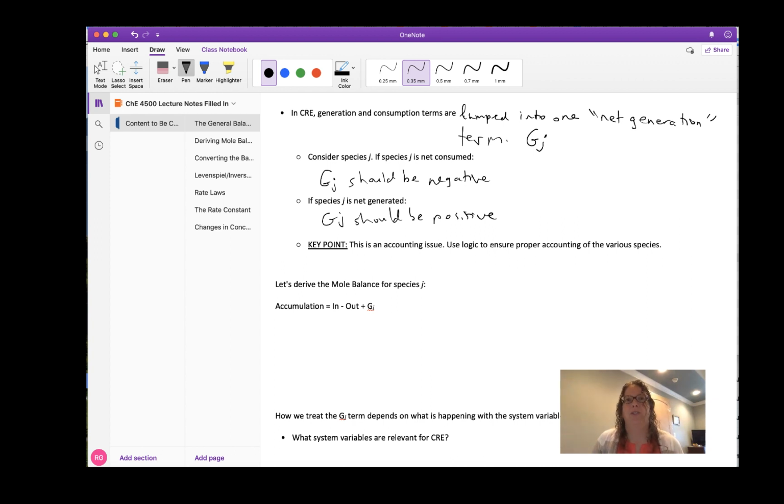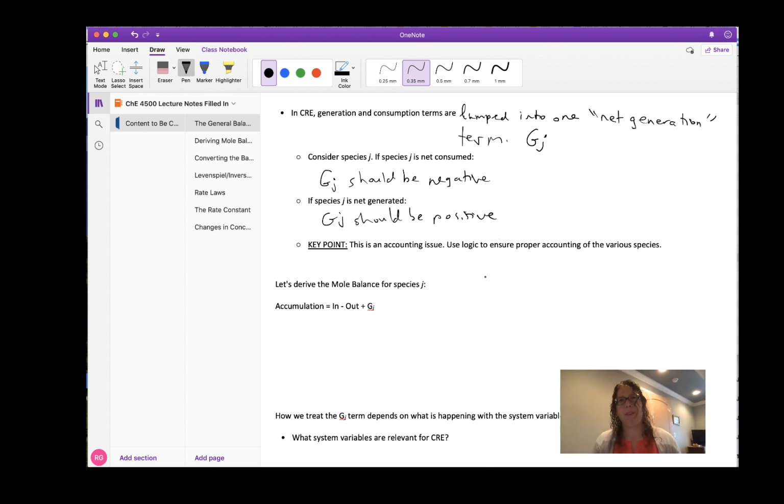So this is a key point. This is an accounting issue. When we're doing balances, we're really just accounting. How much of something do I have? What's happening? And how is that changing the amount of something that I have? To ensure that we have proper accounting, we need to make sure that our terms are entering in with the right sign, either positive or negative. This is simple when we're thinking about this G_J term. I have an amount, and I'm either net generating or consuming. It will get more difficult when we replace that G_J with a reaction term, particularly when we get into cases of multiple reactions.